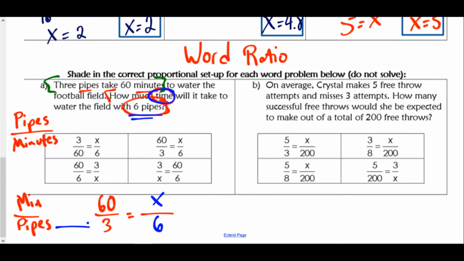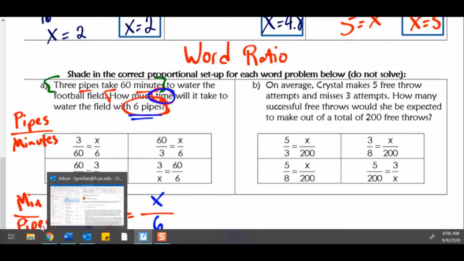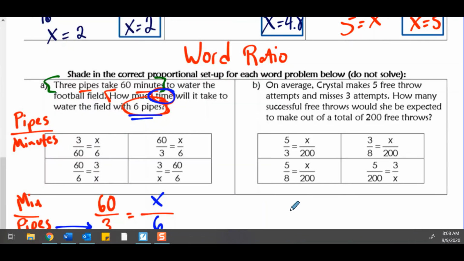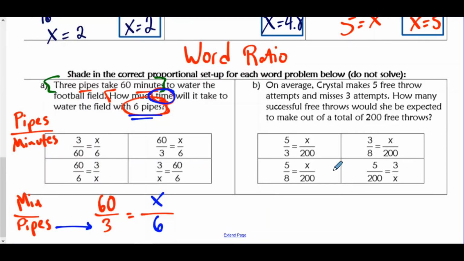This is the word ratio being executed perfectly. The pipes are on the bottom. 3 pipes corresponds with 60 minutes. 6 pipes corresponds with some number of minutes that we don't know yet. And we can see that that proportion is shown here.